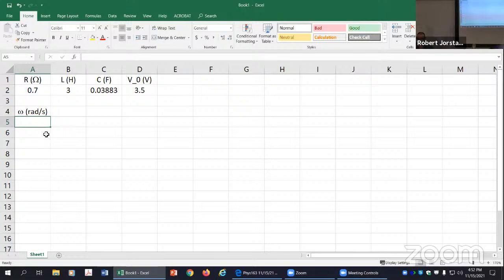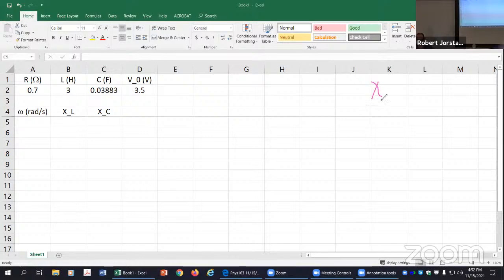And now I don't want to start at 0. Normally we start with 0 as the frequency, but we're going to run into trouble if we try and compute XL and XC. Which one of these is going to give me trouble at 0 frequency? XC. Does anybody remember the equation for XC? Yeah, XC goes to infinity if we plug in 0 for omega.